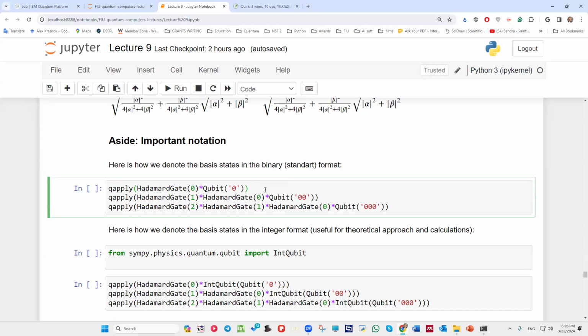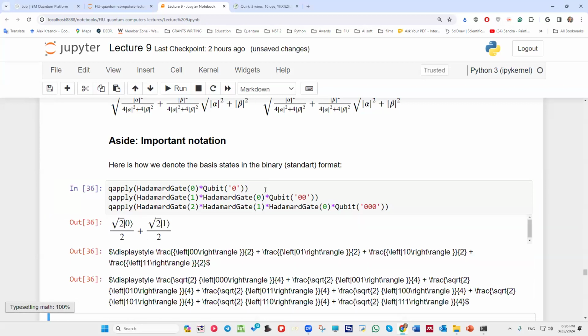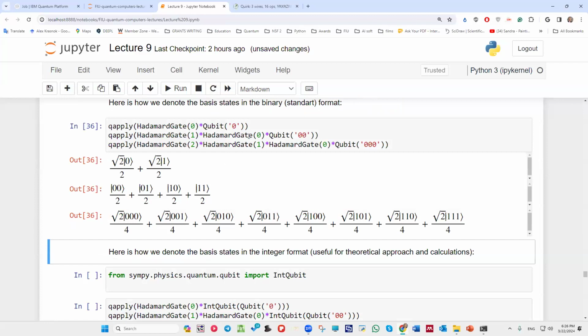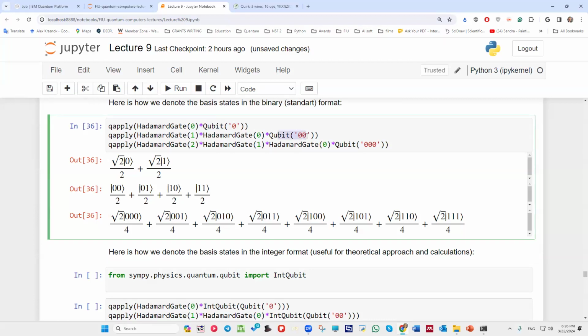Okay, so when we describe the state of a qubit or a system of qubits, we are used to using this binary or standard notation, standard form, right? Like qubit 0, qubits 0, 0, qubits 0, 0, 0. For example, if I start from one single qubit in the state 0, applying the Hadamard gate creates the balanced superposition of 0 and 1.